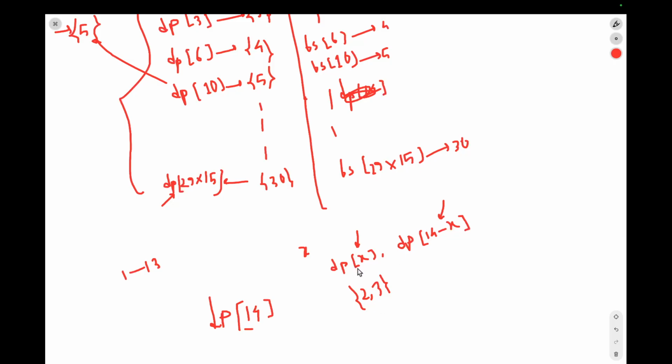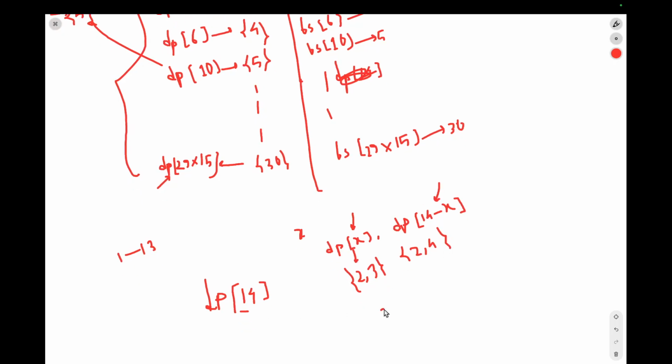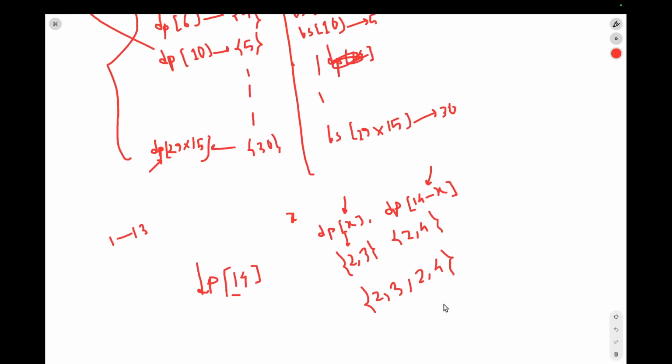So we know the best possible answer of x, and we know the best possible answer for 14 minus x. So let's say the best possible answer here is 2 3, and the best possible answer here is, let's say, 2 4. So then what will be the dp of 14? Dp of 14 will be simply 2 3 comma 2 4. Okay, so let's say we iterate from 1 to 13, and every time, let's say we are at 1, then we know the value of dp of 1 and dp of 13. Then we will simply merge them.